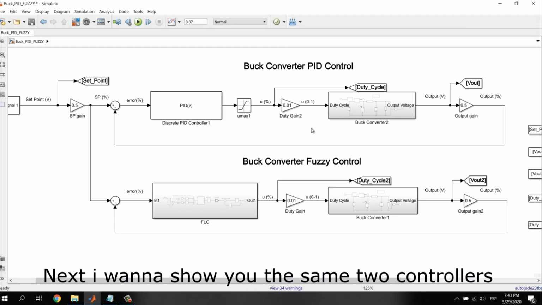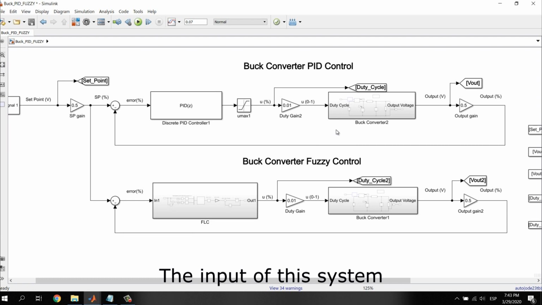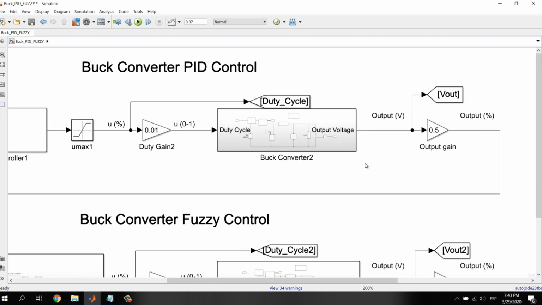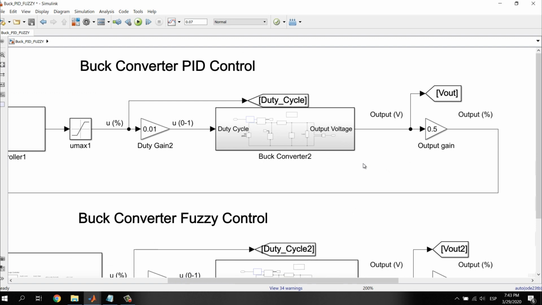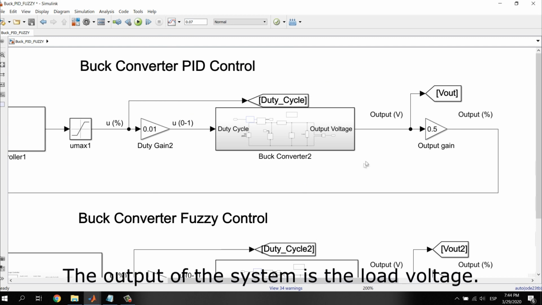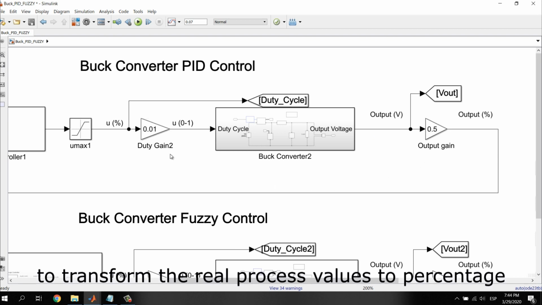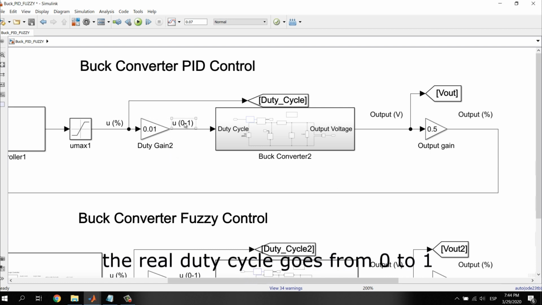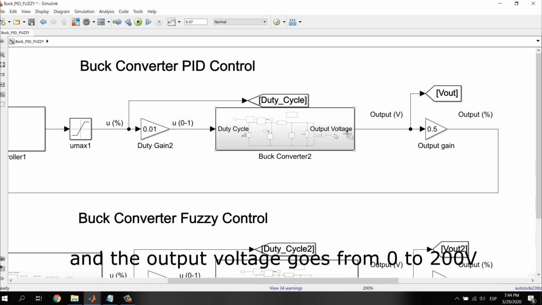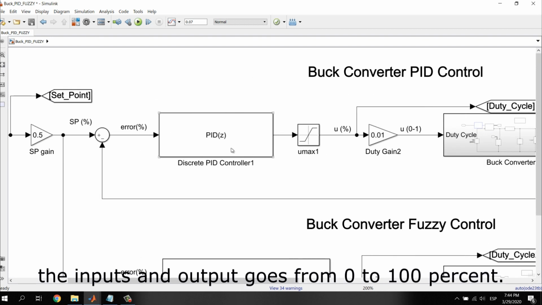Next, I want to show you the same two controllers controlling the output voltage of the buck converter. The input of the system is the duty cycle of the switch, that is, the portion of a period that the switch is closed given a certain switching frequency, and the output of the system is the load voltage. I use these two gains to transform the real process values to percentage. That is, the real duty cycle goes from 0 to 1 and the output voltage goes from 0 to 200. But for the controllers, the inputs and outputs go from 0 to 100%.